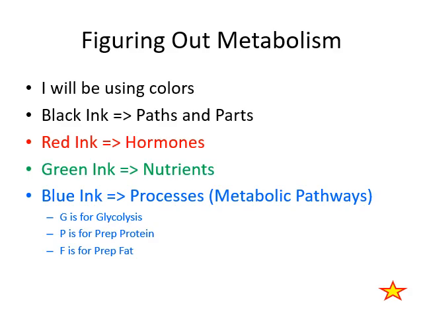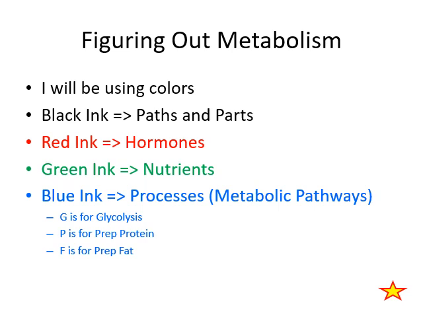As we move forward, we get toward the end of the semester, we're going to be talking about metabolism. I'm going to be using 3 colors in our drawings. I'm going to use black for parts and pathways when we're comparing things out. I'm going to use red ink to denote hormones and their action. I'm going to use green ink to denote nutrients that are flowing through the system. And then I'm going to use blue ink to denote the processes and metabolic pathways.